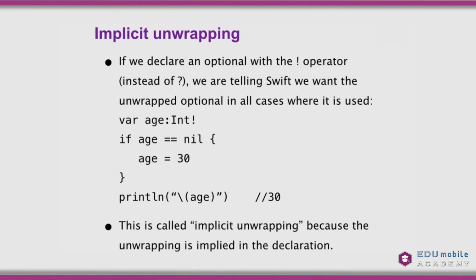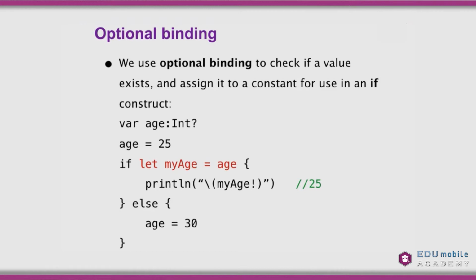Implicit, implied. So we can check the values of optionals. We can say if some optional equal nil. We can also use optional binding to check if a value exists and assign it in one step for use in an if construct. So here we have a variable age as an int. Then we assign age equal to 25. And then we have this optional binding.